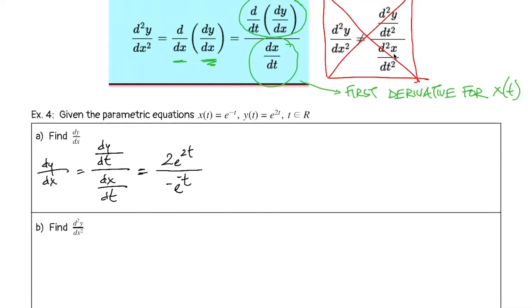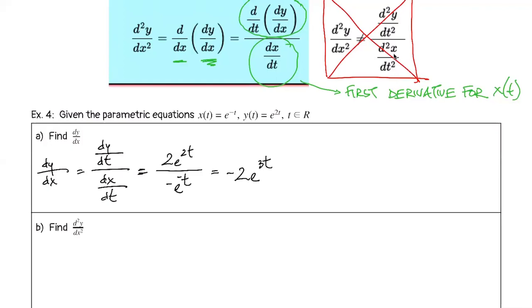Now, when I simplify this, I'm going to get a negative 2, because 2 divided by that negative on the bottom gives me negative 2. And then e to what power? e to the 3t. We just add the exponents: 2t minus negative t gives me 3t. So I found my dy/dx. That's what we did before.